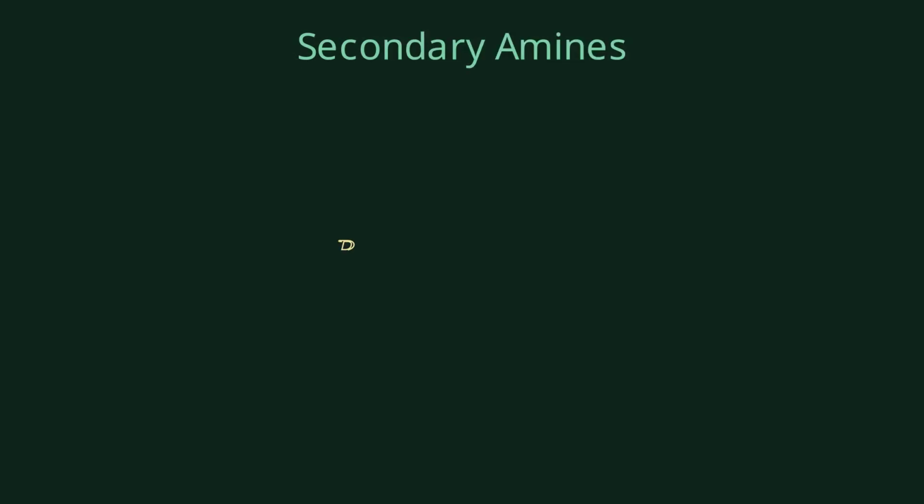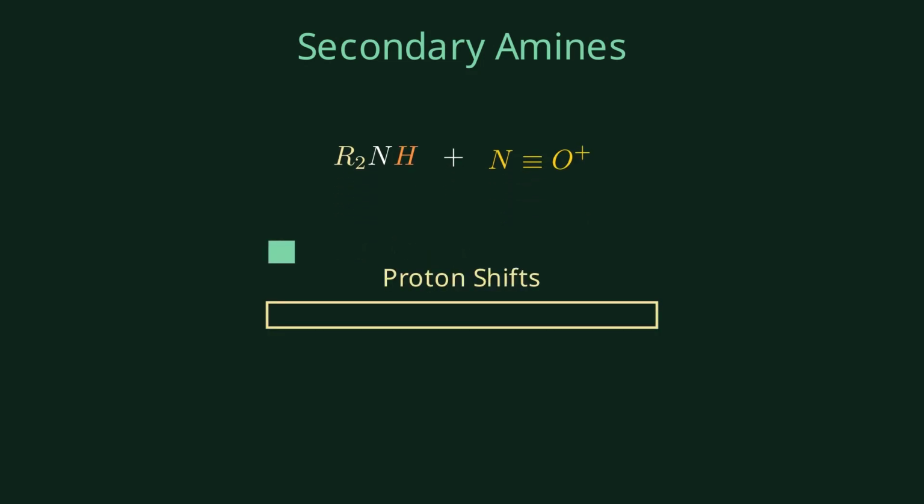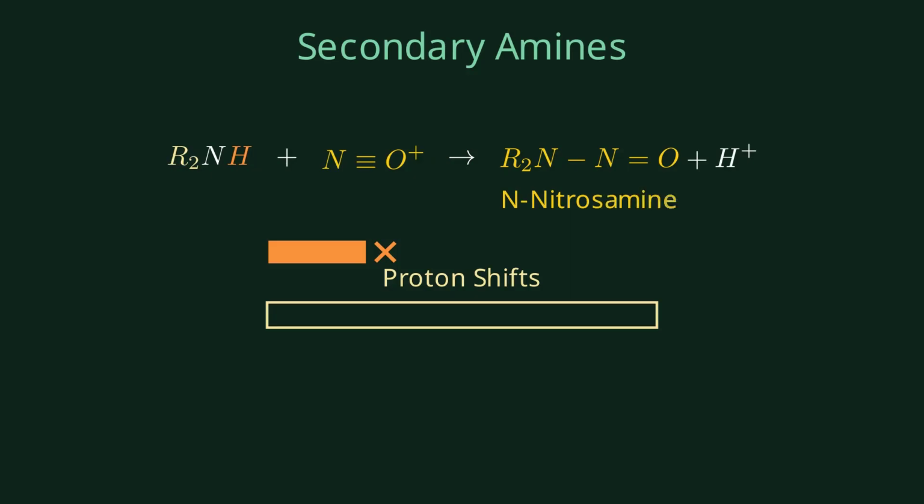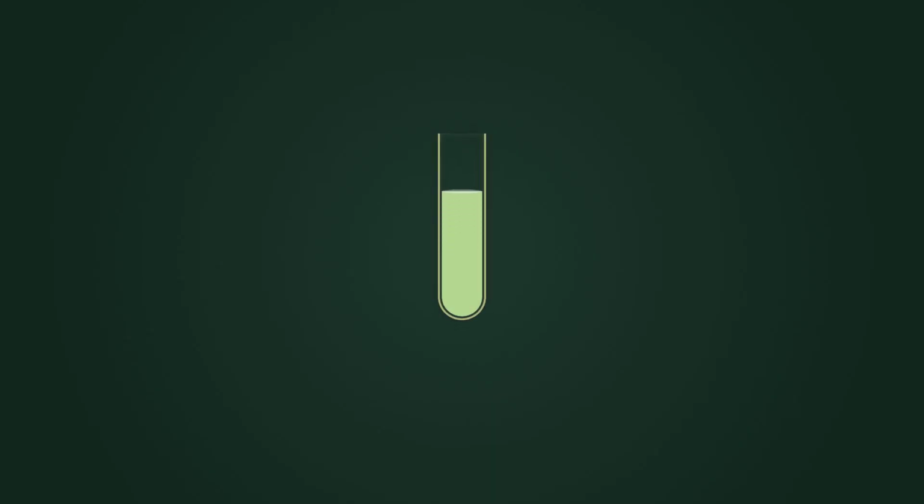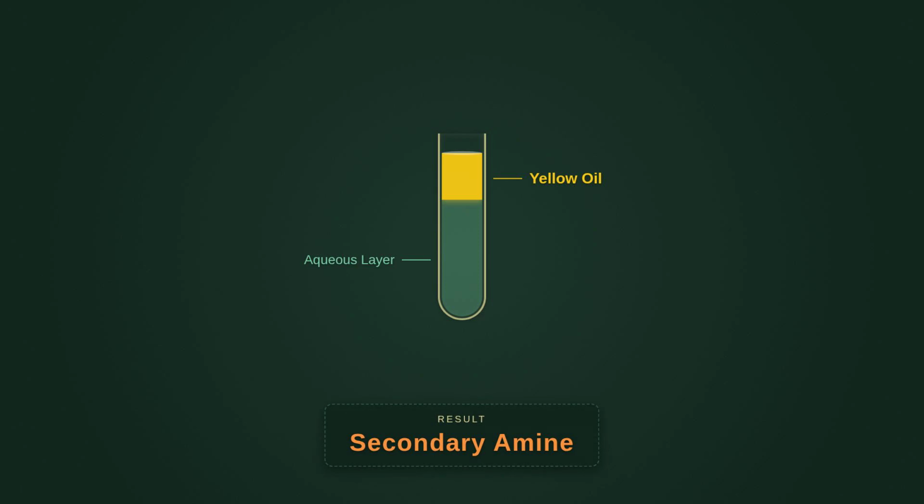Now, what about secondary amines? They follow the same initial path. The nitrogen attacks the nitrosonium ion. But they only have one hydrogen. They can't undergo the multiple proton shifts required to form a diazonium salt. Instead, the reaction stops early, forming an N-nitrosamine. These are typically yellow, oily liquids that separate out from the water. If you see a yellow oil forming instead of bubbles, you're looking at a secondary amine.